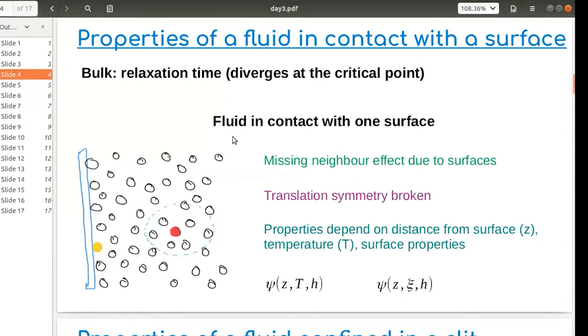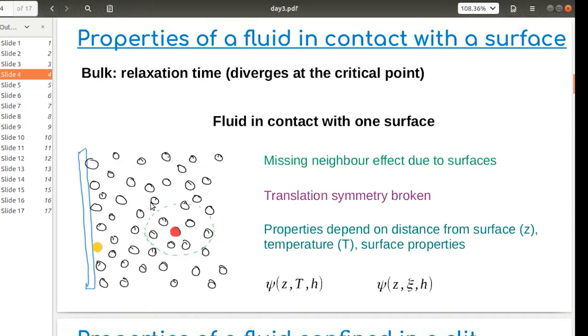So now let's take this fluid and put it in contact with one surface. Let's have a look at this schematic picture. Here, basically, you have these fluid molecules, okay, and then we have the blue surface. Now, one thing which you see very clearly, the presence of the surface actually breaks the neighboring effect close to the surface. What I mean by that?